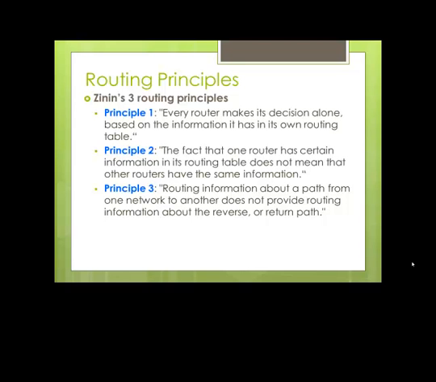We cannot assume that. Principle 3 is routing information about a path from one network to another does not provide routing information about the reverse or return path. Just because your computer or router can get to a certain destination does not mean that that destination can return packets to you. It's not a two-way street. Routing is a one-way street.